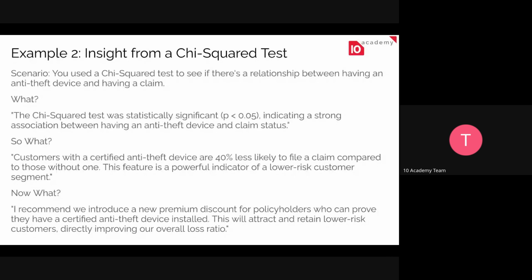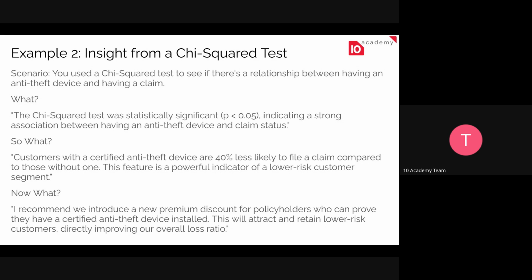So these are true or false. Okay, anti-theft, is there an anti-theft on this car? It's going to be true or false, and having a claim is going to be true or false. So they are both categorical. So what have you found?